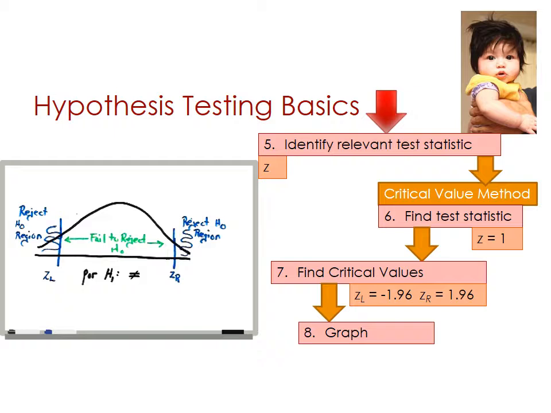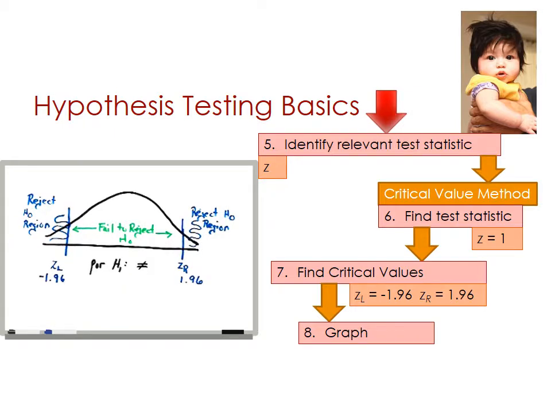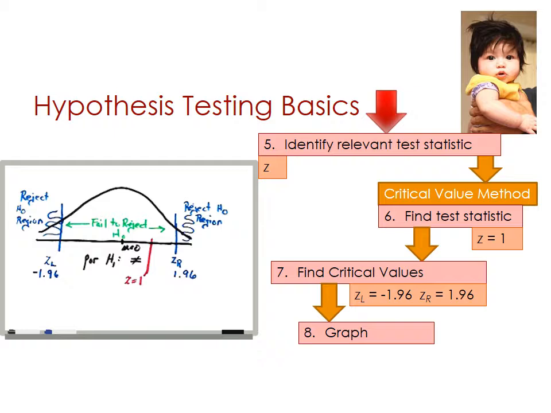Once we have this graph in place, our next step is to add on our actual values. Here we have our ZL is negative 1.96 and our ZR is 1.96. So I've added those on now for my values. And the next step then is plotting in my actual z, my test statistic, which here is equal to 1. So I've plotted that into my graph as well.